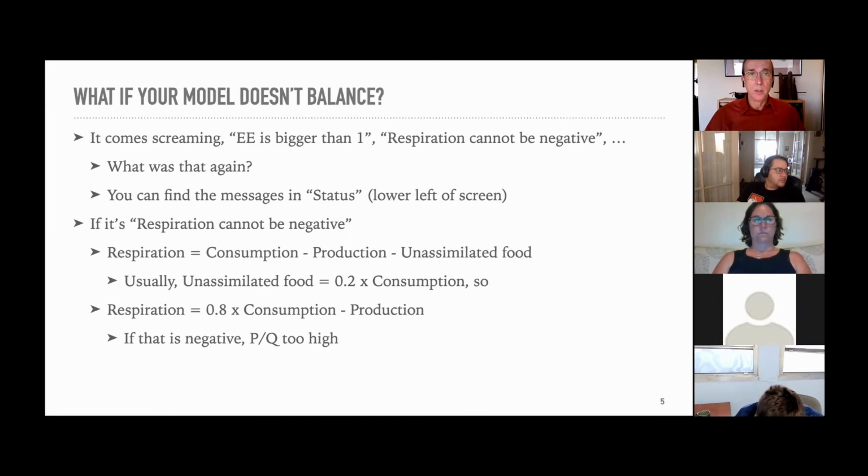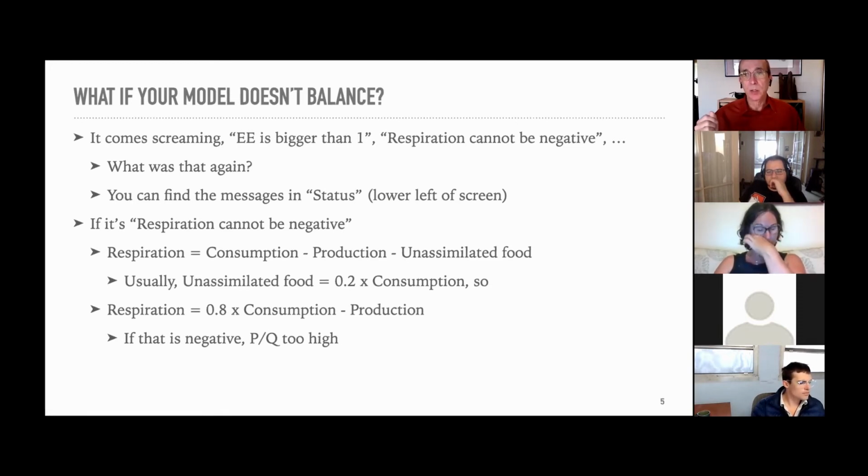Ecotrophy efficiency is bigger than 1, or respiration cannot be negative. Those two messages are the typical ones. The first one means that you have too much demand on productivity for a group. Consumption times biomass times diet composition for the predators is summed up. What they take of this prey is more than the PB times B for that group. So that's the first of this type.